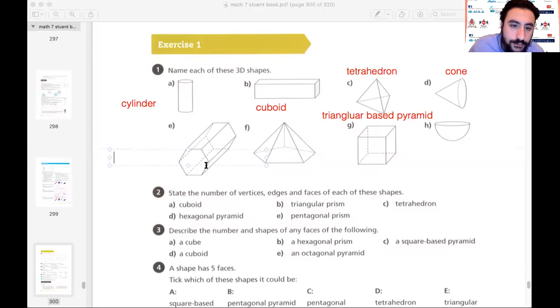Shape. 1, 2, 3, 4, 5, 6. This has six faces, 6 sides. So it's going to be what? Pentagon or hexagon? Hexagon. So it's going to be hexagon, 1, 2, 3, 4, 5, 6. Hexagonal prism. Okay. What about the next shape?